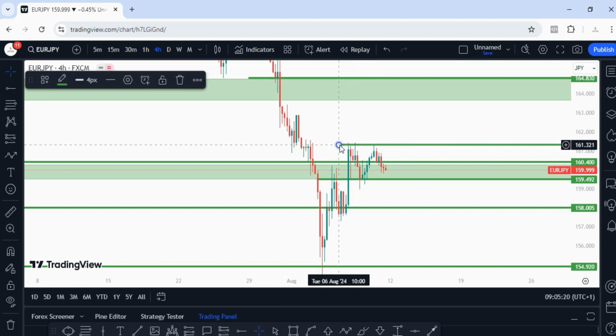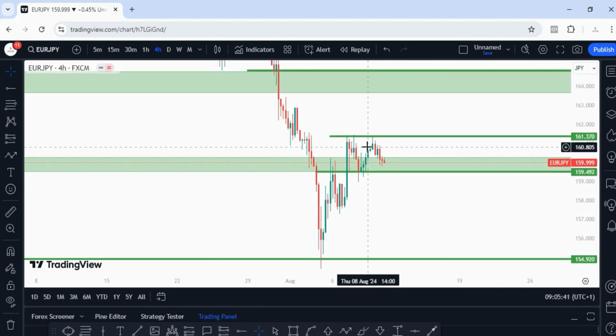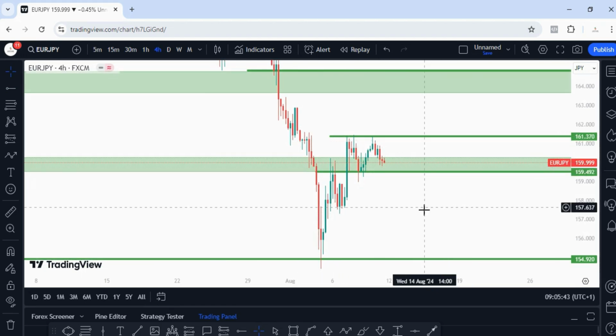So I'm just going to put a line here. Once again, forget about these messy lines you see on my charts. Let me even delete some of them. All right, so I'll give a bullish and bearish scenario in this case.